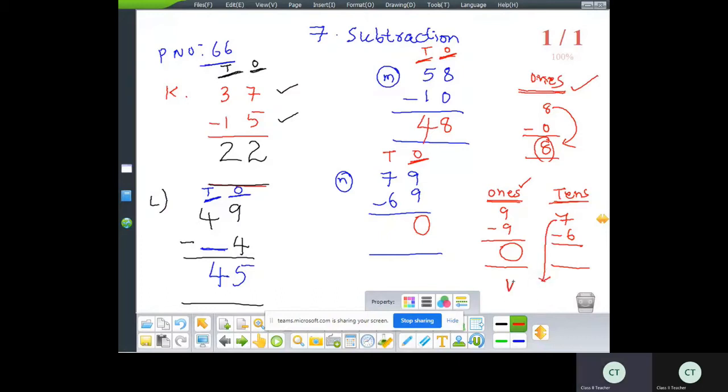Here 7 means draw 7 lines: 1, 2, 3, 4, 5, 6, 7. From 7 lines we remove 6 lines. After removing 6 lines from 7 lines, the answer is 1. This answer 1 we write in the tens place. 7 minus 6 is equal to 1. 79 minus 69 equals 10. From 79, 69 is subtracting, we get 10. This is the answer for question N. Now, the last question, O.